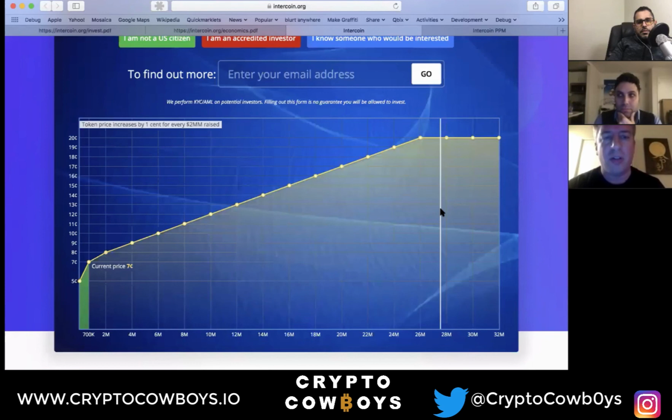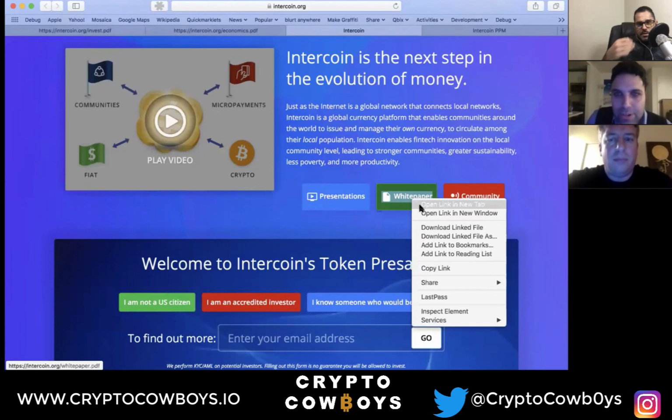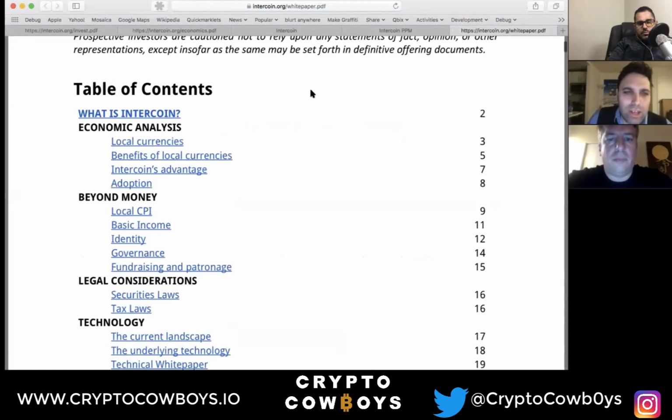Got it. Okay. So the network is not live yet, the mainnet or the protocol, but that's going live sometime in 2019. Which quarter exactly should we expect to see Intercoin out on the market, in terms of being able to actually use the coin? For all that information, first of all, you could go to the white paper. You could look at the roadmap. There's tons of information in the white paper on anything you might want to know.